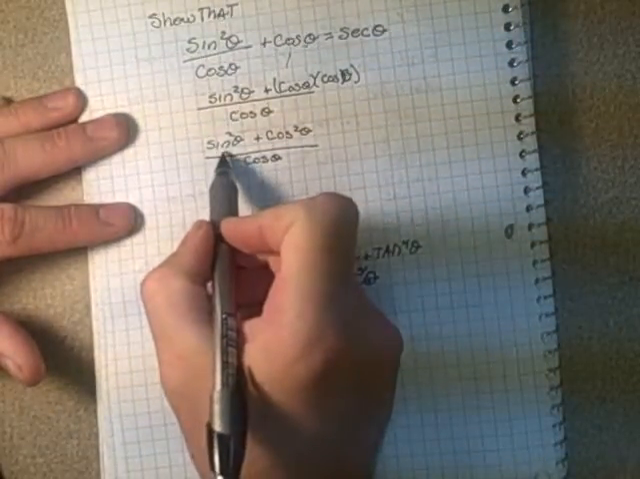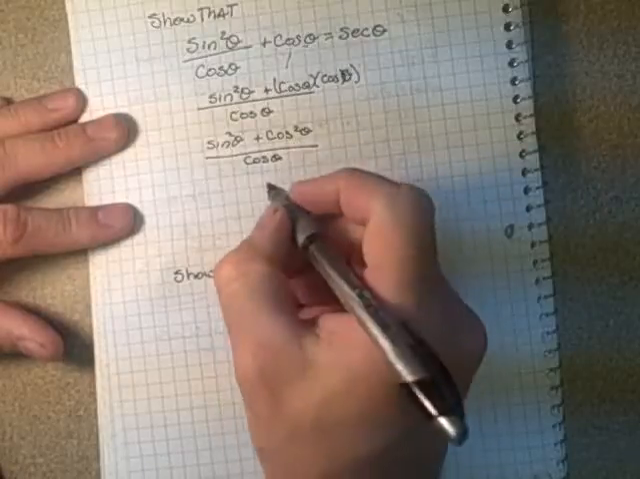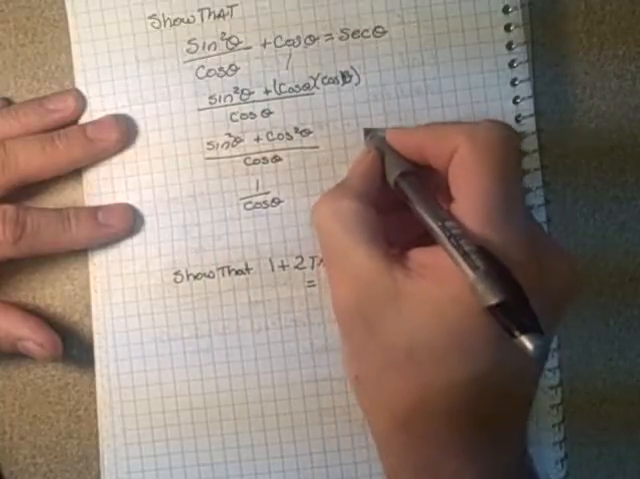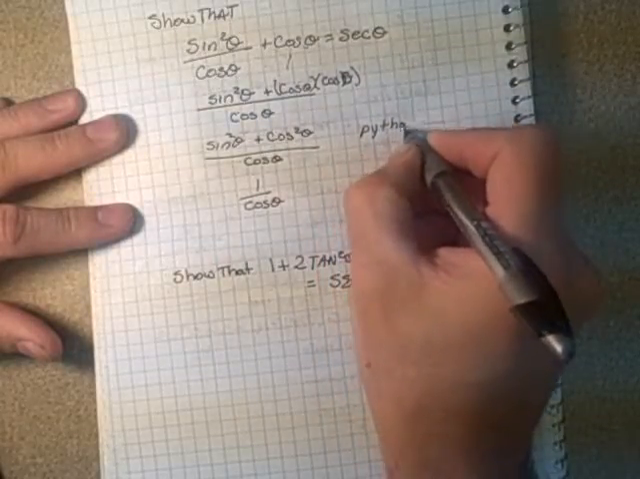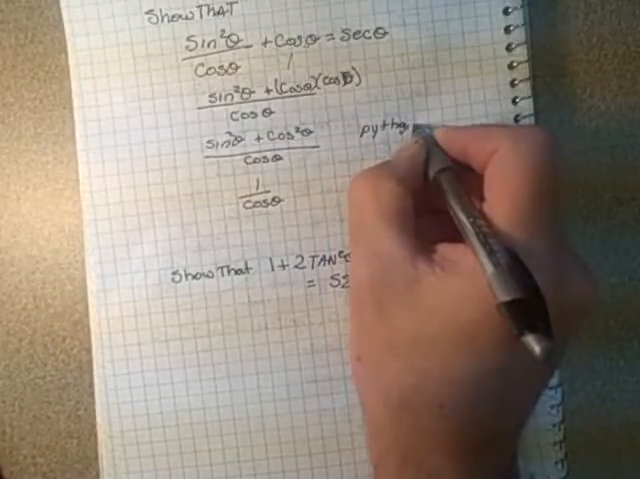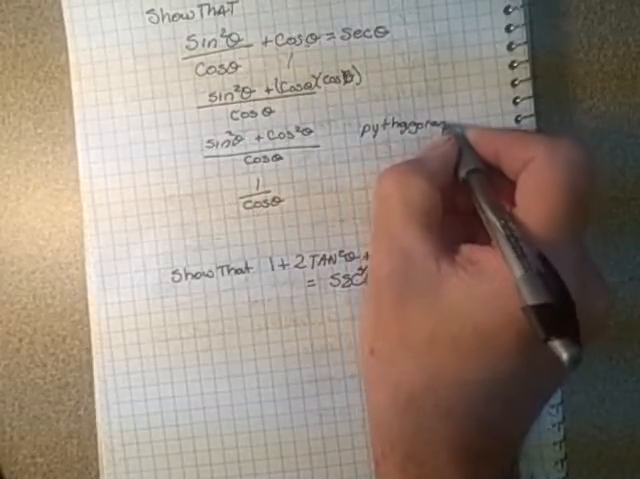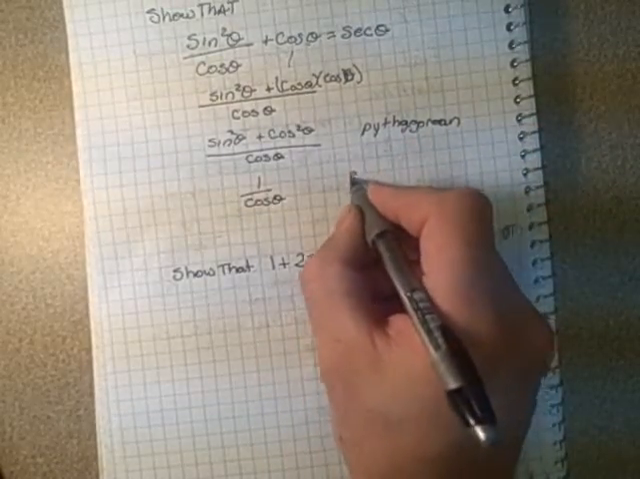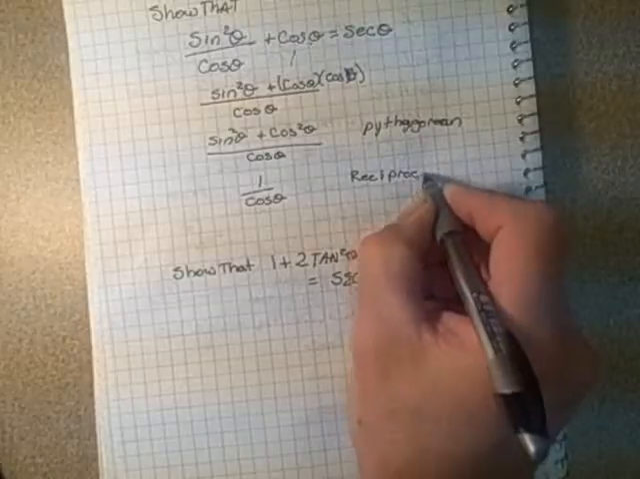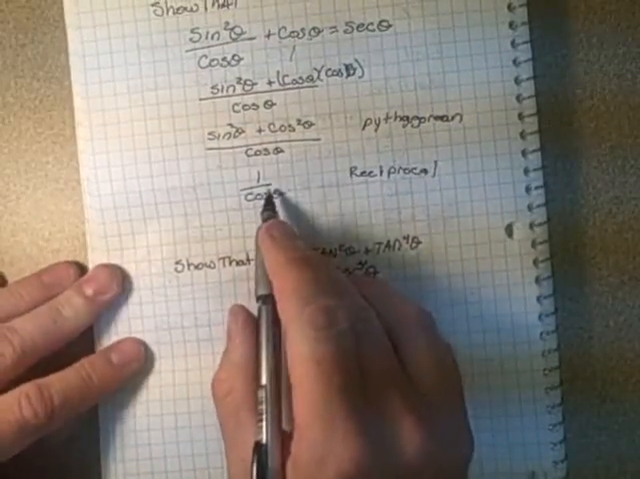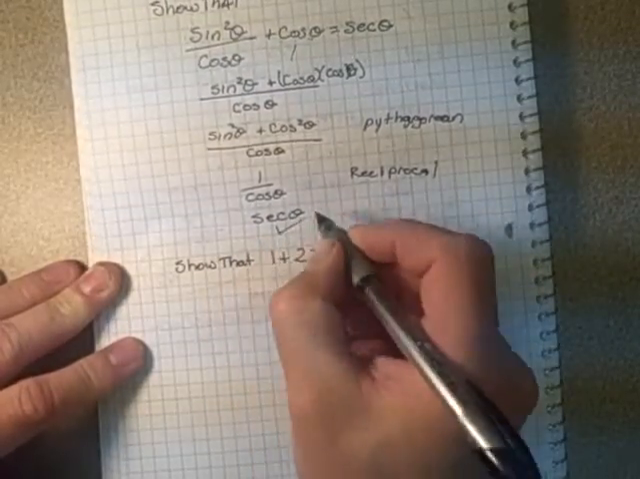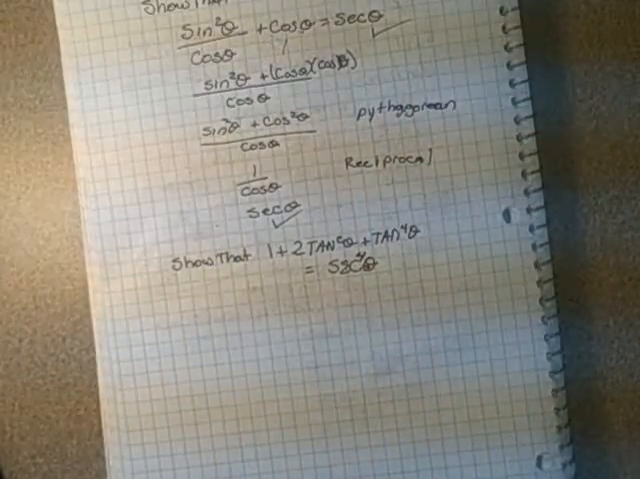If we look at the Pythagorean identity, sine squared plus cos squared theta is equal to 1. So that's what we use there. And this one here would be a reciprocal identity. We know that 1 over cosine is actually equal to secant. So the left side is now equal to the right side.